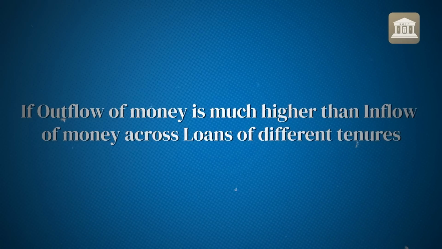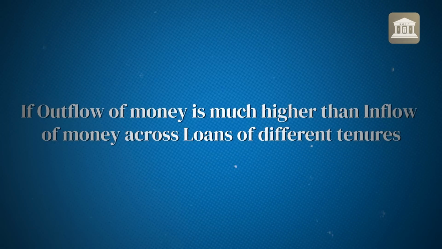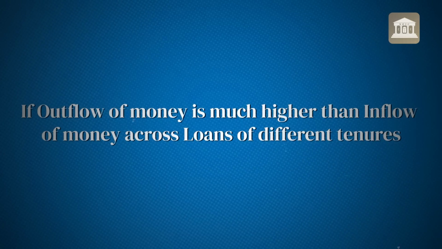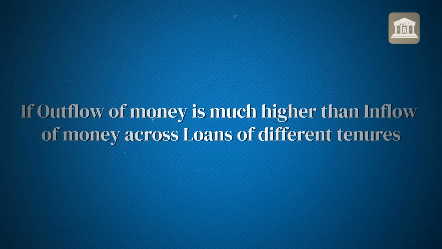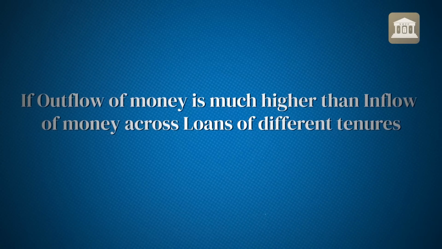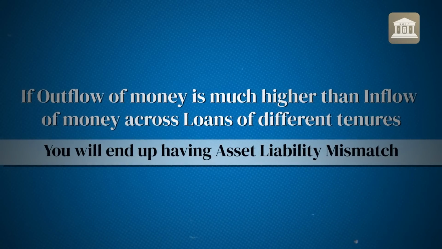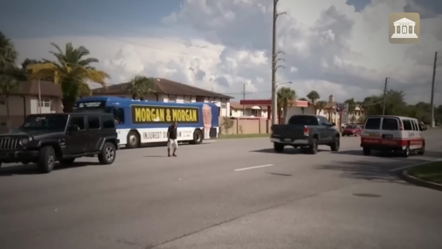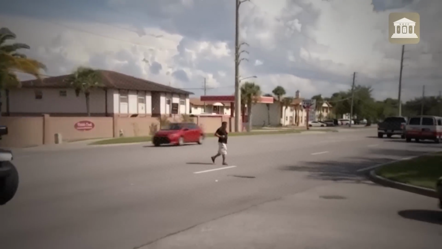But if your outflow of money across all time frames, that is 1 month, 3 month, 6 month, 12 month, 3 years and 5-year asset classes, is much higher than the inflow of money, then you will end up creating an ALM mismatch. And whenever an asset liability mismatch happens, these are known as accidents waiting to happen. On this road many accidents happen, but you trust yourself that no accident will happen. But all of a sudden the environment changes, rainfall starts, like liquidity conditions tighten up, and all of a sudden an accident happens, that is ALM mismatch.